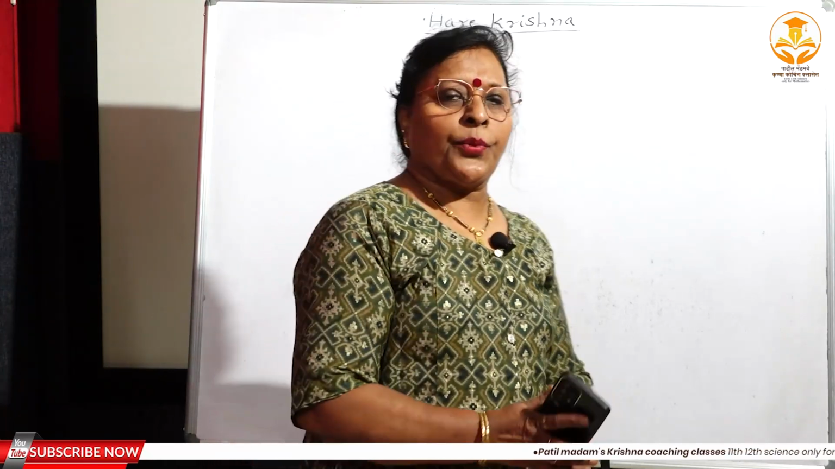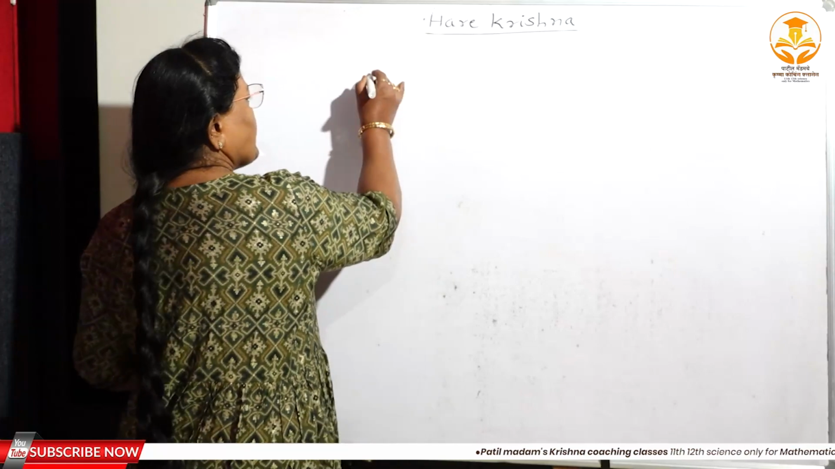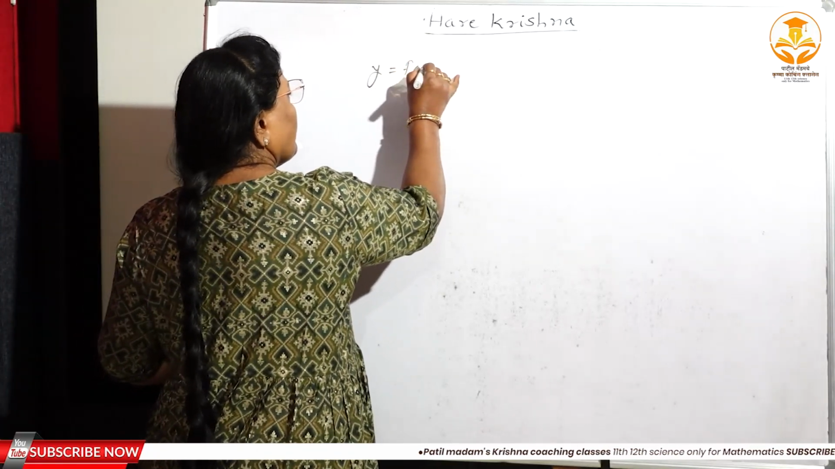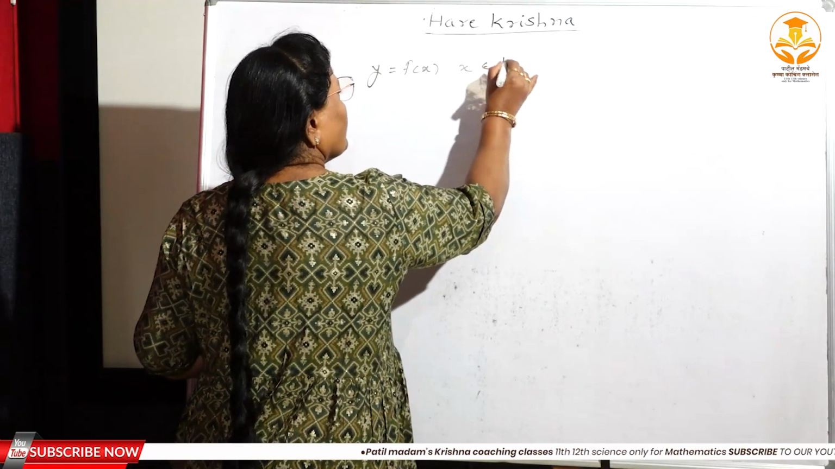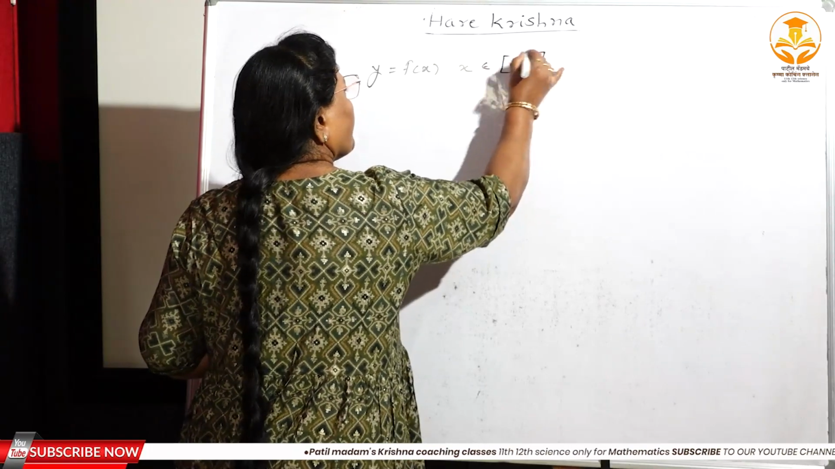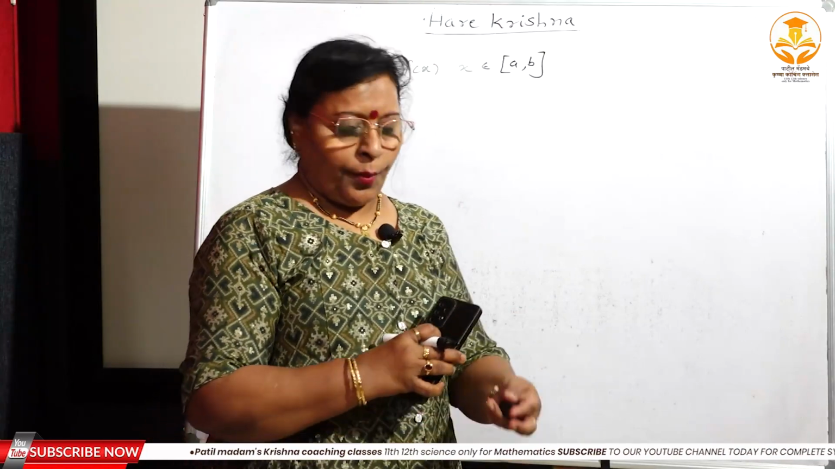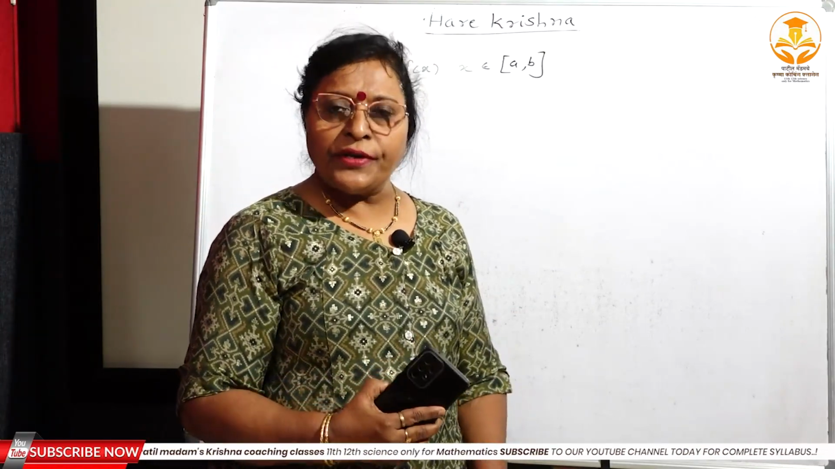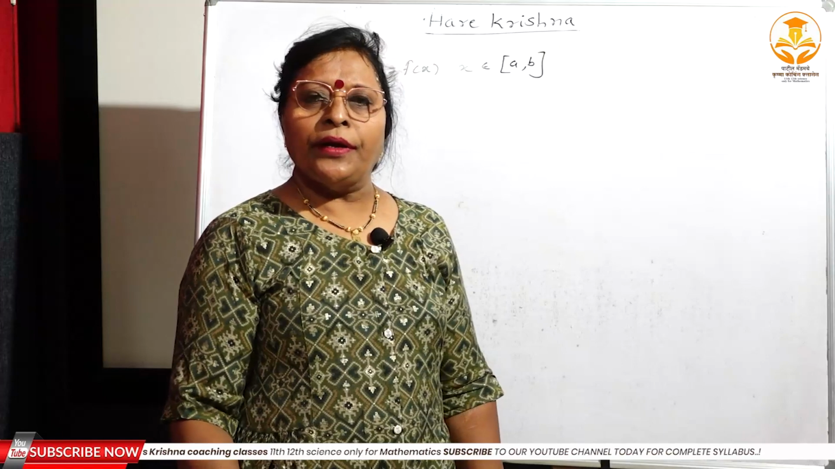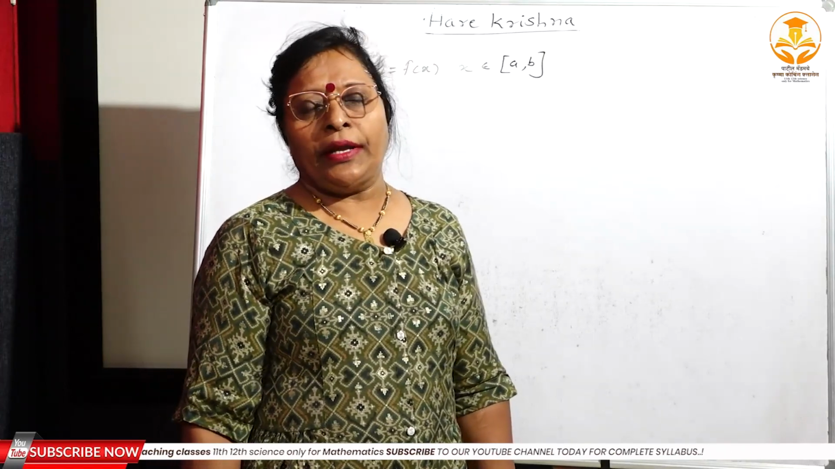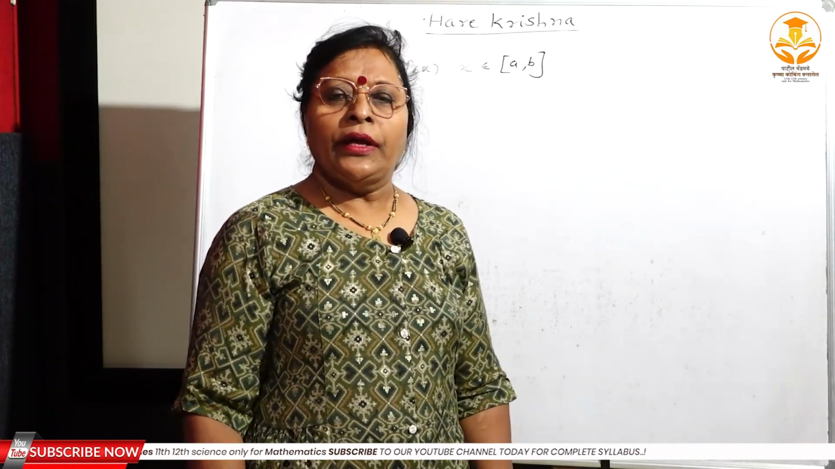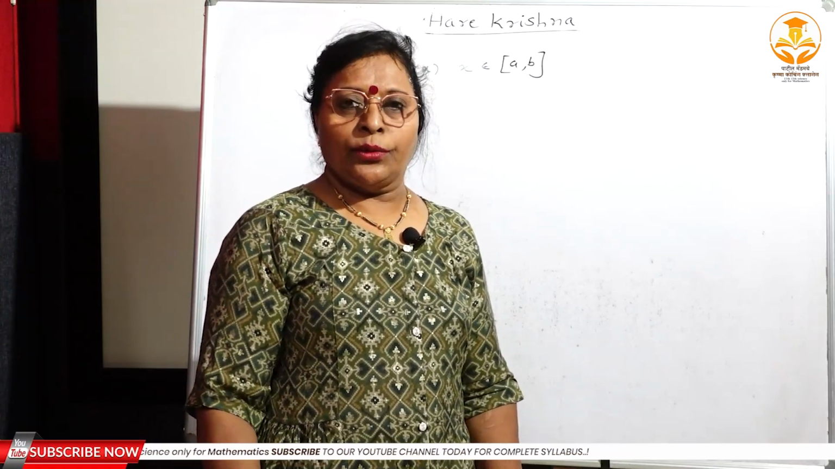So for Rolle's theorem, there are three conditions. Every function must be continuous. Suppose y is equal to f of x is any function, defined where x belongs to the closed interval [a, b]. Then whatever function they have given must be continuous in the closed interval [a, b]. Whatever interval they have given, that must be continuous in a closed interval.